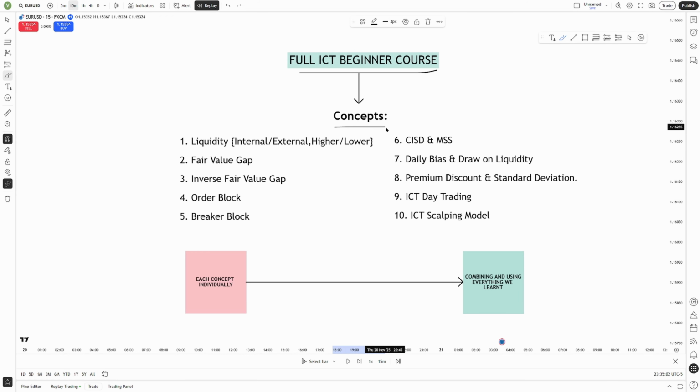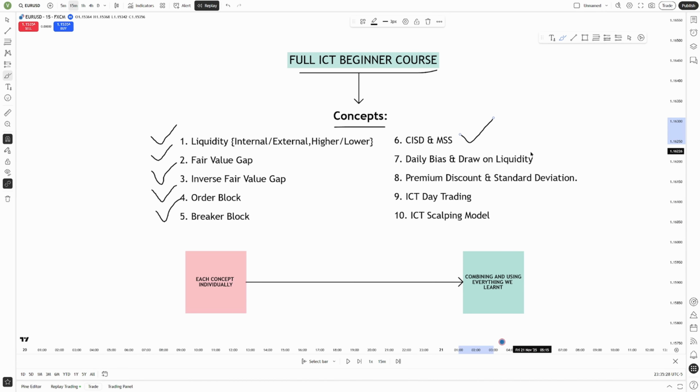First, let's look at the concepts I will explain. The first concept will be liquidity, including internal range liquidity, external range liquidity, higher time frame liquidity, and lower time frame liquidity. Then we will cover fair value gap, then inverse fair value gap, then order block, then breaker block, then change in state of delivery and market structure shift.